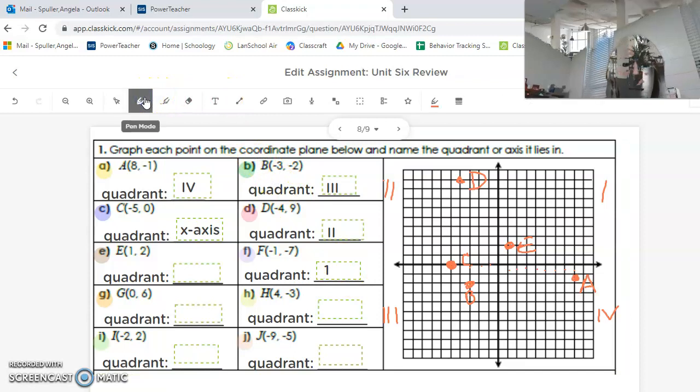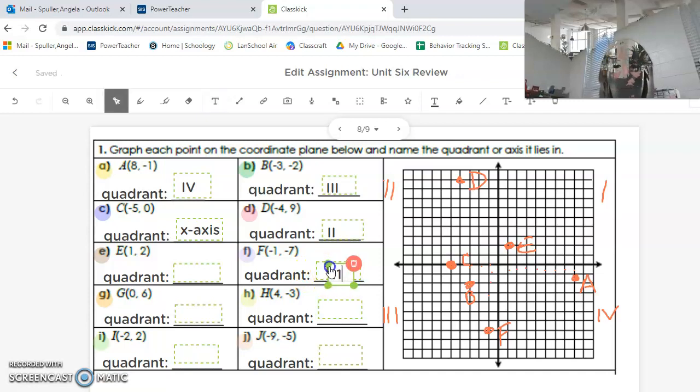Okay, F, you should have gone over 1 to the left and down 1, 2, 3, 4, 5, 6, 7, and put F. And you should have said that it's in quadrant 3. I put the 1 here. Hang on, let me get this one. I should have been over here. This is quadrant 3, and I'm not sure why. There we go. I used the wrong button.